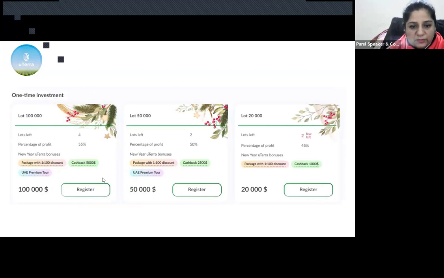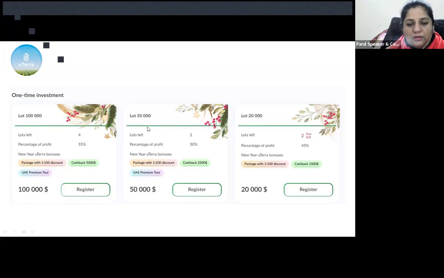And this is for one-time investments. There are a few offers also going on for the one-time investment. If you take a package of $100,000, then a cashback of $5,000 will be there, or one coupon, 1:100. I give you a little bit of attention here: this coupon can be used for the UST package, not for the uTerra package. So you are investing in the uTerra project and you are getting a cashback or a coupon which can be utilized in investing in UST, not again in uTerra, right?